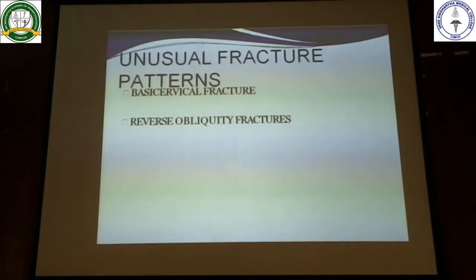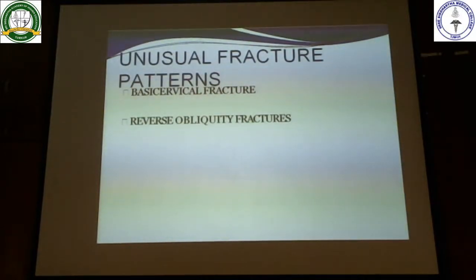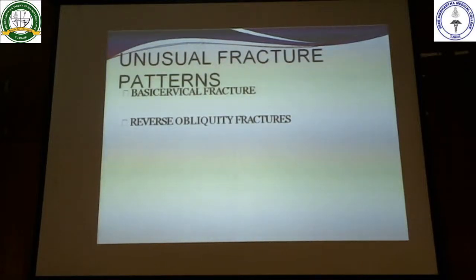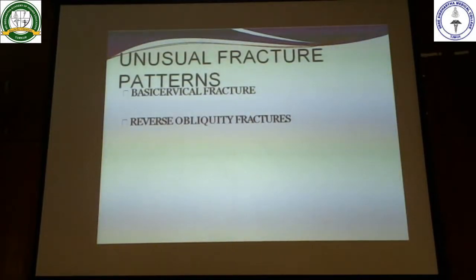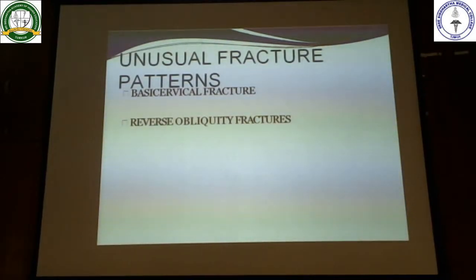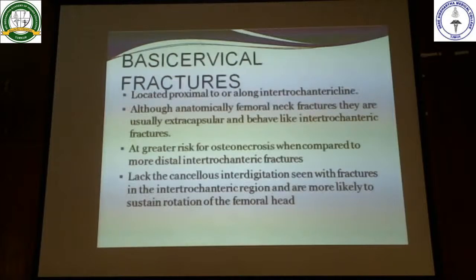Then there are some unusual fracture patterns like a basicervical fracture, which is more of a neck of femur fracture, which I already mentioned last time. It is one of the types of neck of femur fracture. Sometimes you might get confused between a basicervical neck of femur fracture and an IT fracture. And the second one is reverse obliquity fractures. That is again totally unstable type of fractures. These are specific fracture patterns which don't usually fit in with any of the classic classification systems. So that is the unusual fracture patterns.